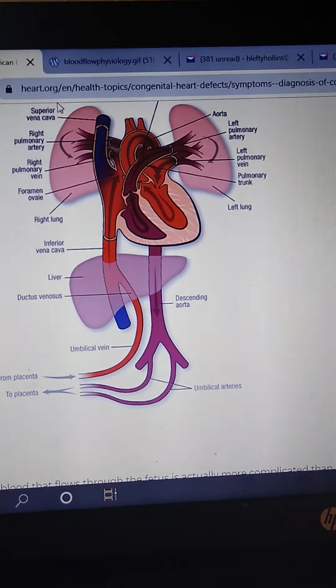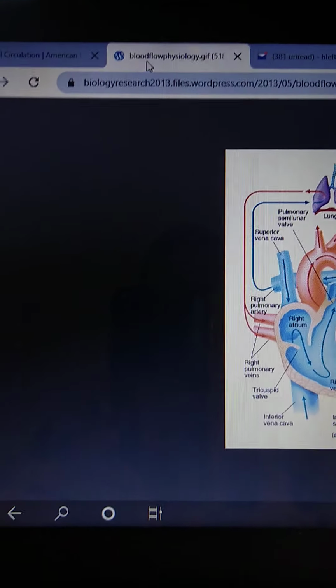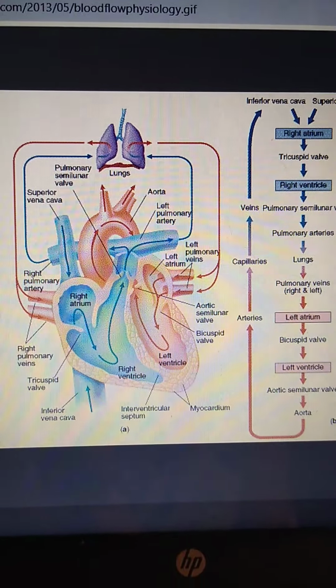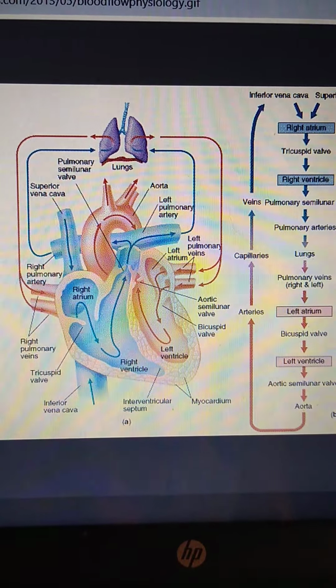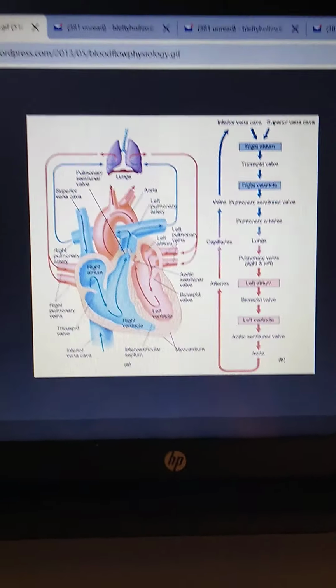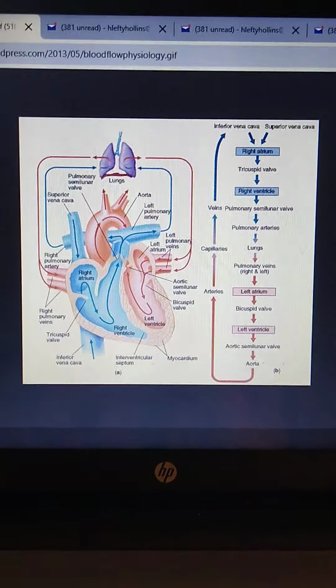So here is your normal blood circulation, which we all know. So when a baby's born, we typically do what we call delayed cord clamping.